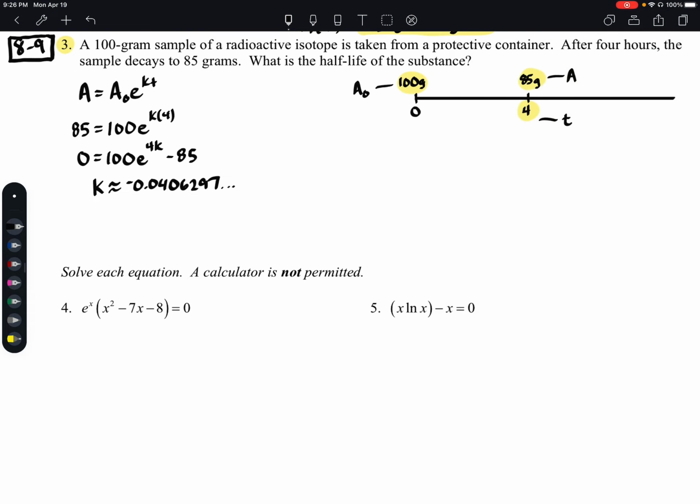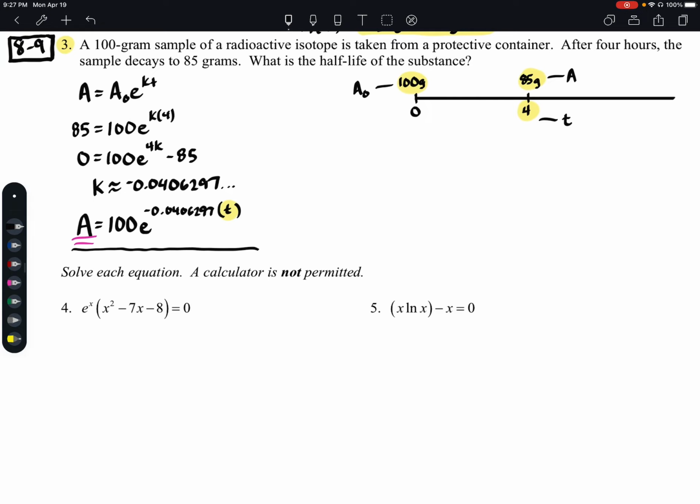So our new equation that we have, A is equal to 100 times E raised to the power of negative 0.0406297 times our time. Okay, so what is the half-life of the substance? What do you think you need to do with this equation to figure out the half-life? Well, remember the half-life is a time. So we're going to be finding this time, and we're going to need to plug in half of what we started with for our A value.